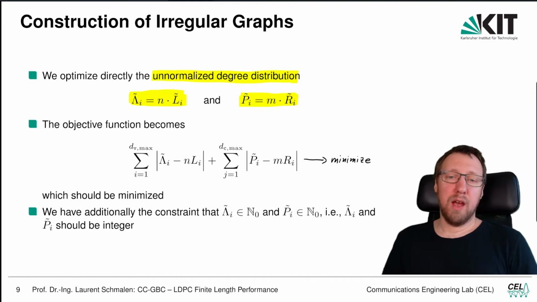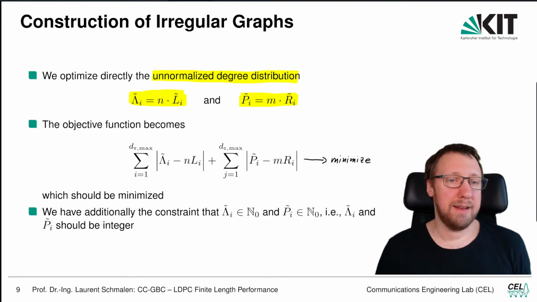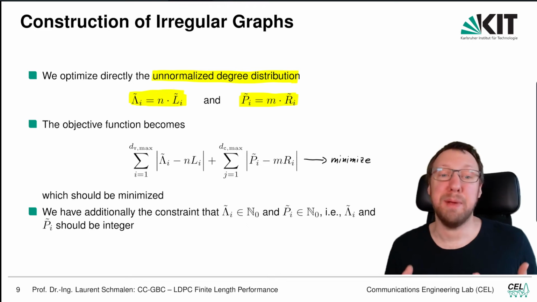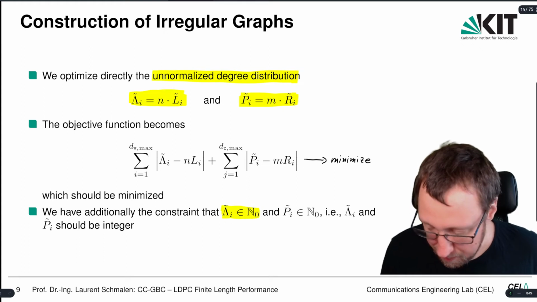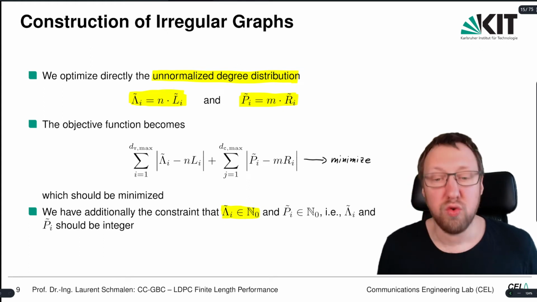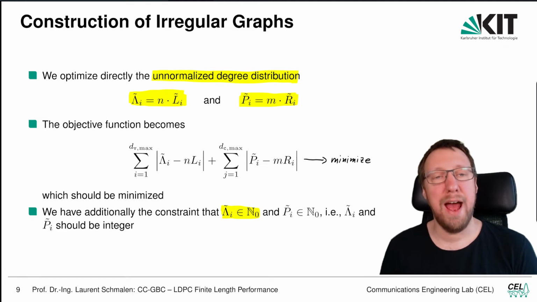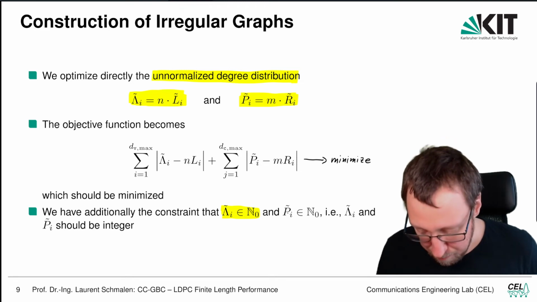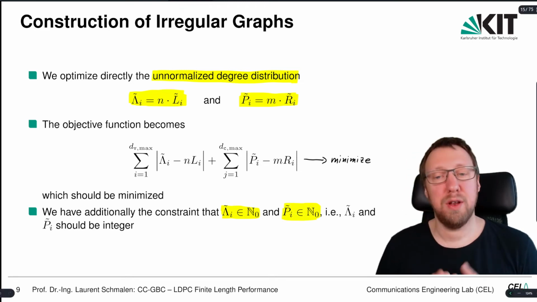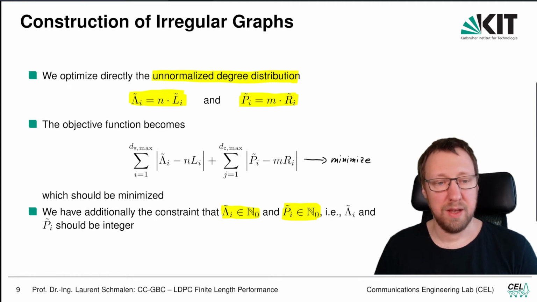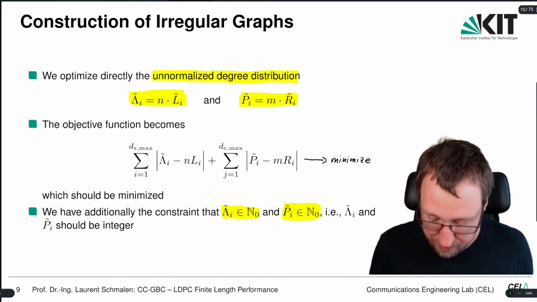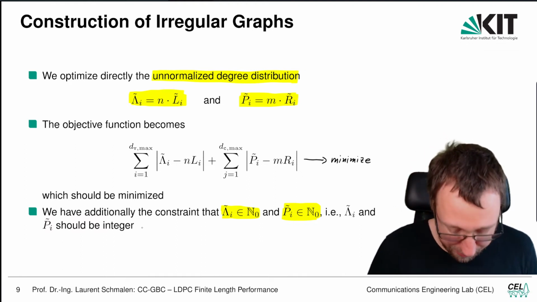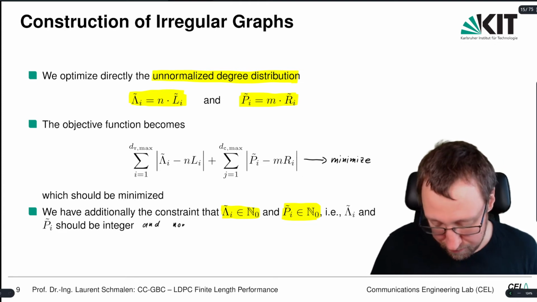Okay, and then we of course have the constraints that lambda I tilde and pi tilde must be integer. So lambda I tilde must be an integer, could possibly be 0, so it must belong to the set of non-negative integers. And pi tilde must belong to the set of non-negative integers. So it means that lambda I tilde and pi tilde should be integers and non-negative.